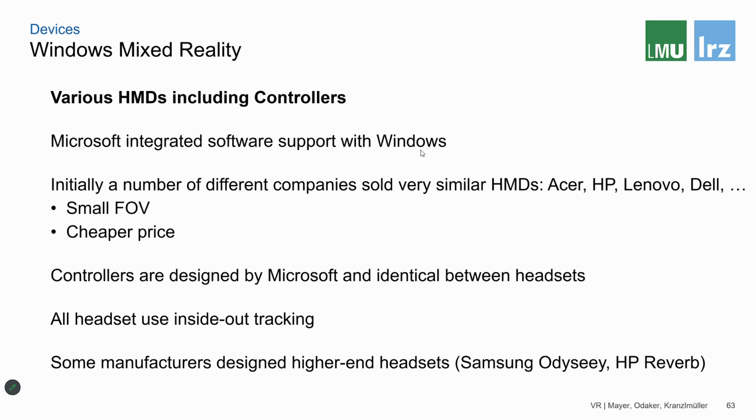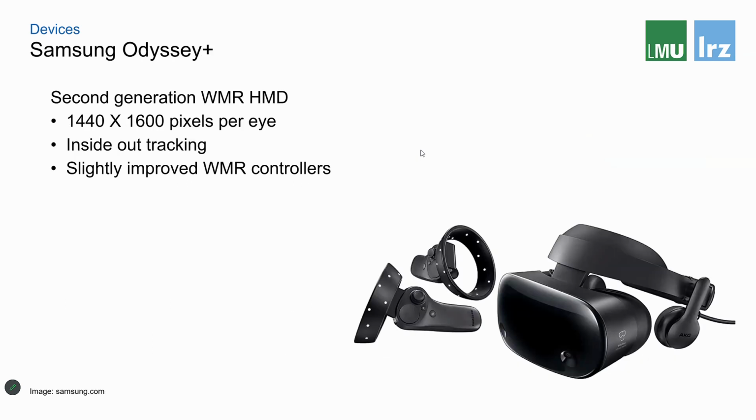The controllers were also reference designed by Microsoft. They were a bit bulky and weird, and the tracking was not great, and they weren't very economical. And yeah, not the greatest thing in the world, but a cheap way to get into VR. They all used inside-out tracking. And ever since, a few manufacturers have gone on to refine the design and build their own Windows Mixed Reality headsets. So one of them was Samsung.